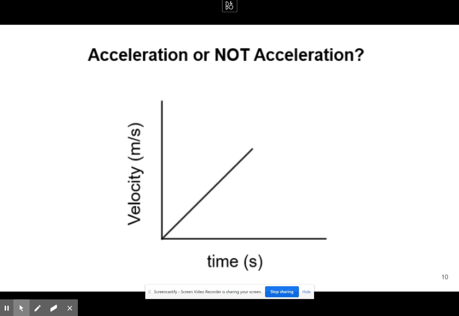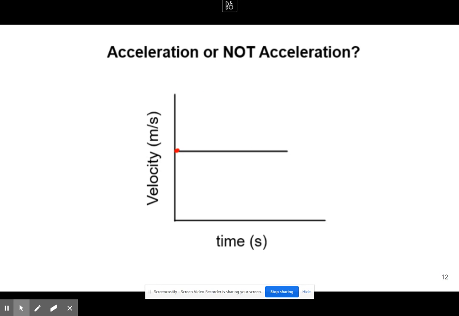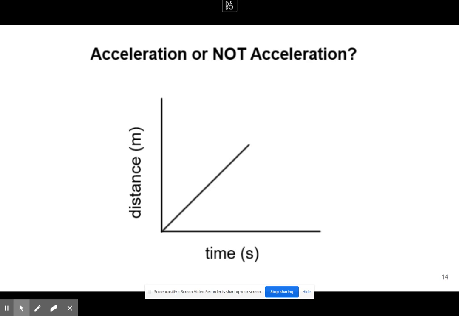So now let's think about, is acceleration occurring at this graph? Let's talk about it. We see our velocity is increasing over time. So that means we are accelerating. Now let's take a look at this graph here. We have our velocity, and our velocity is staying the same over time. So are we accelerating or not accelerating? Not accelerating, because our velocity is not changing.